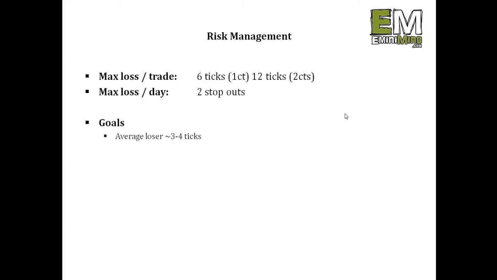You want your average loser to end up being around 3 or 4 ticks. With a smaller time frame, the benefit is your risk can be a lot smaller, so you end up with an average loser that's much smaller than it would be on a larger time frame. Then your average winner ends up being around 6 or 8 ticks. So those are the kind of metrics you want to shoot for. And then winning percentage, 60% or greater.